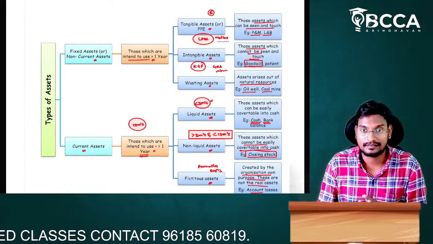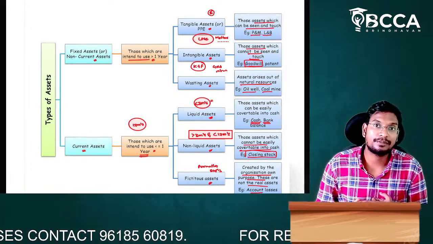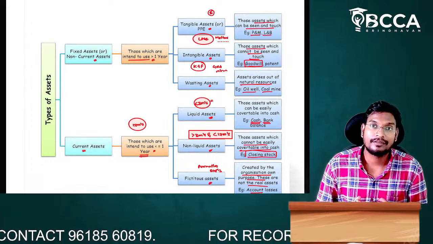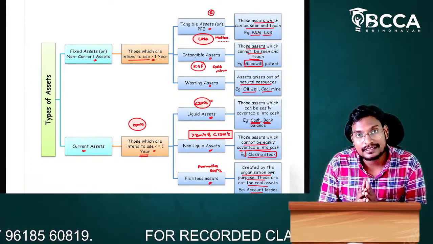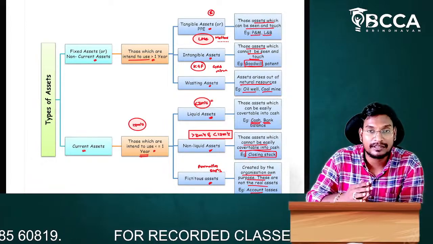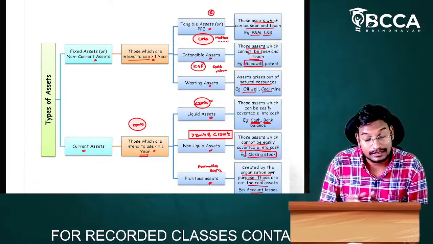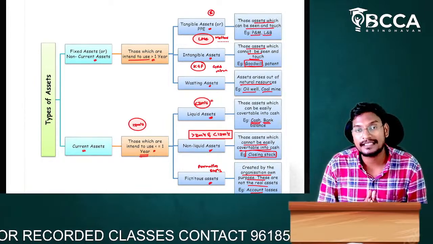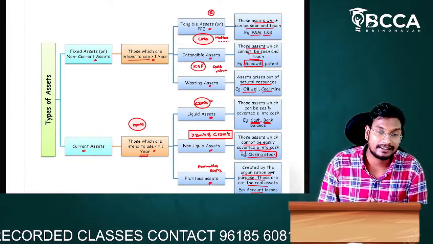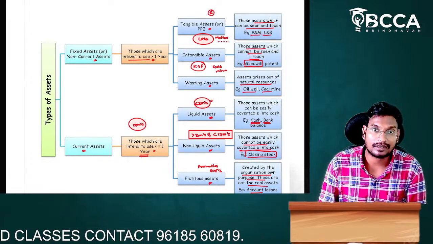Now I have completed the types of assets. In this class, I have started the discussion on the meaning of business. Business means where goods are exchanged and services are rendered. In some businesses there will be goods, and in some there will be services. For example, let us take the BCCA canteen. In the BCCA canteen, they will sell ice cream, chocolates, etc.